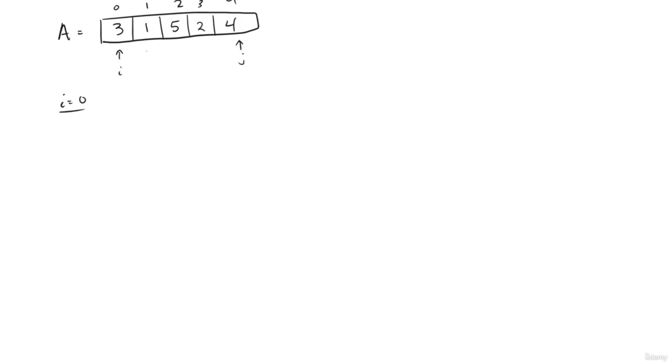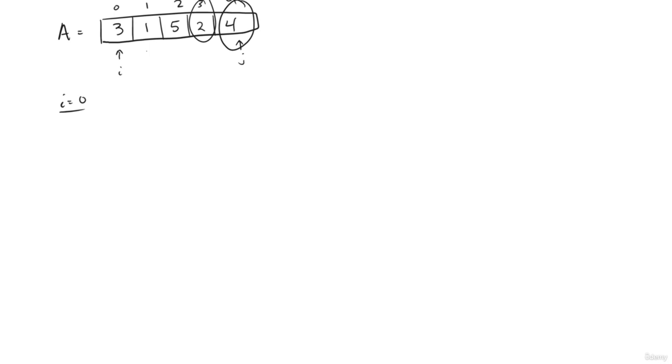And now this is what we do: wherever J is, we're going to compare A of J with A of J minus 1, the index right before it. Now, if A of J is less than A of J minus 1, then we're going to swap them.